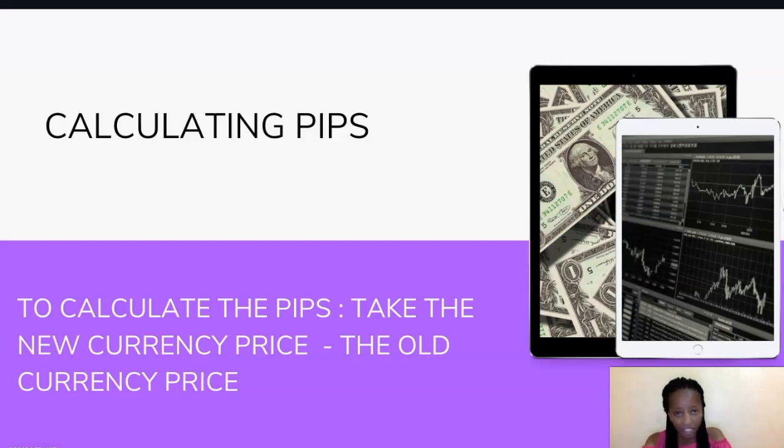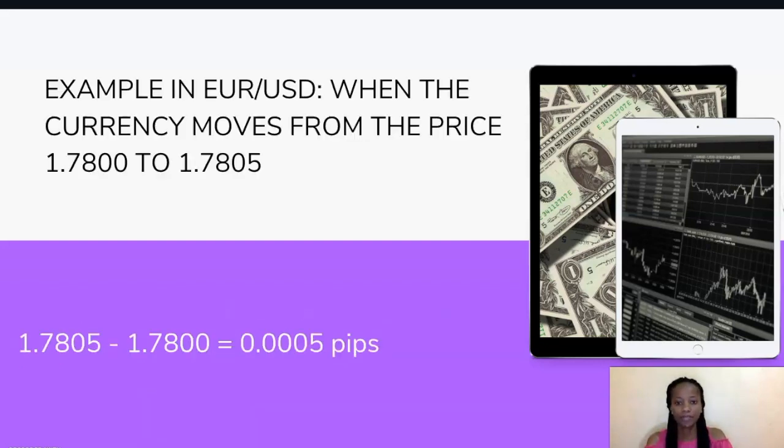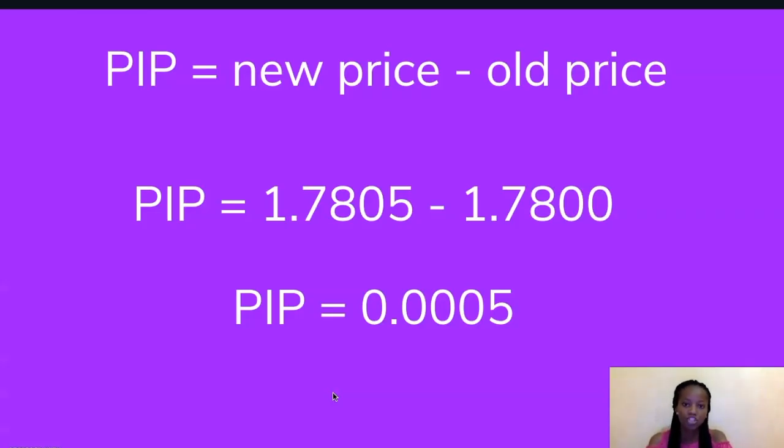Calculating your pips is very simple. To calculate your pips, just take the new currency price minus the old currency price. Let me elaborate. For example, we have our Euro USD quote, and the currency moved from the price 1.7800 to 1.7805. So you'll take the new price, 1.7805, minus 1.7800, and the answer you get is the number of your pips. Like I said, to get the number of your pips, just do the new price minus the old price.